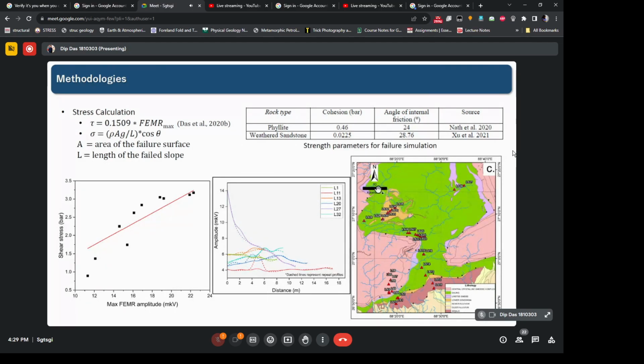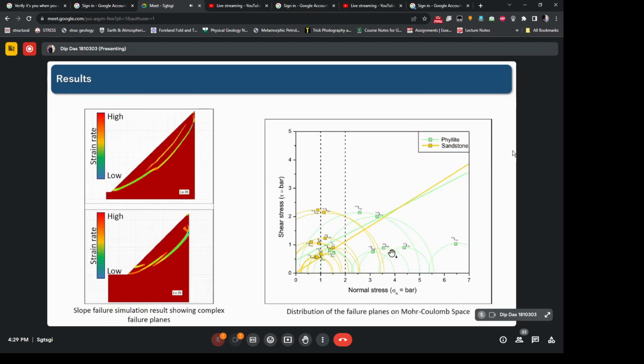And I also numerically simulated the slope failures to know the potential slope planes and to calculate the stresses on those planes using these values here. And these are the slopes that I have studied for the region. So there are a few examples from the slope failure simulations, and we can see the slope failure is at several levels. It's not a continuous single plane. So the failure can occur from several levels here, and this complex plane here.